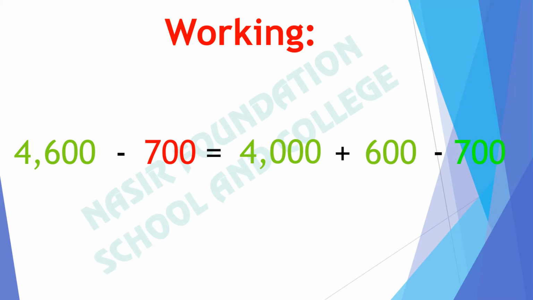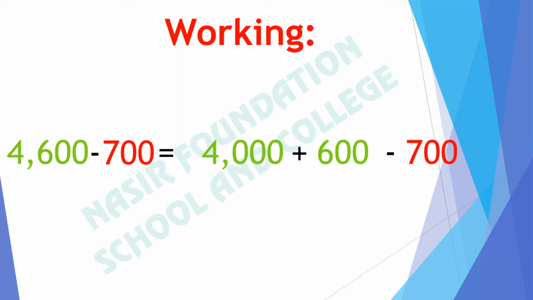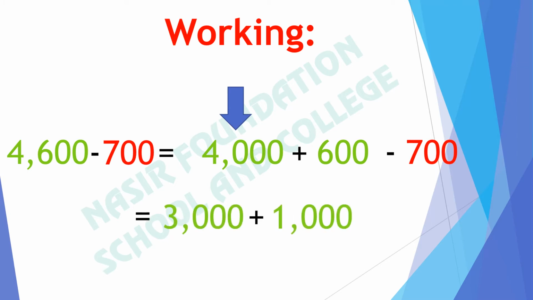As 700 cannot be subtracted from 600, we will again split 4000. Therefore we take 1000 from 4000. We will split it as 3000 plus 1000 and we will write the remaining numbers as they are. Now we will add 1000 and 600. It makes 1600. We can easily subtract 700 from 1600.